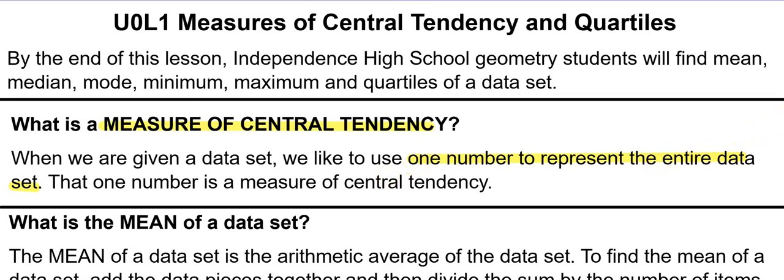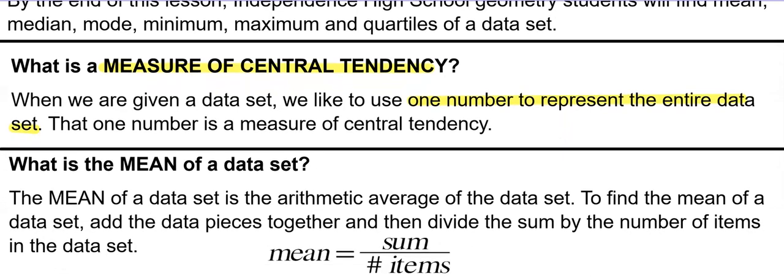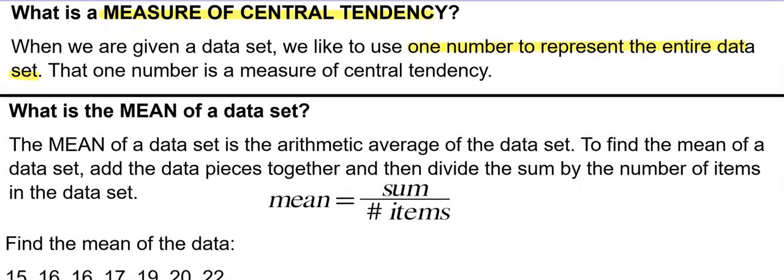How tall is everybody in the class? Well, they're about 5 foot tall. How old is everybody in the class? They're about 15 years old. That's a measure of central tendency. Now we have 3 measures of central tendency we are going to look at in this class.